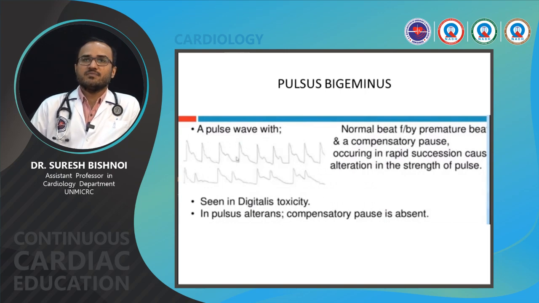So what is a pulsus bigeminus? There is a normal beat followed by a premature beat, and whenever there is a premature beat, there is a decrease in the stroke volume. So the alternate pulses are of very weak strength. It's typically seen in patients with digoxin or digitalis toxicity, and even after the alternate VPC, it is followed by a compensatory pause, which leads to the irregular rhythm. But in pulsus alternans, the compensatory pause is absent. So these are the differentiating features between pulsus bigeminus and pulsus alternans.